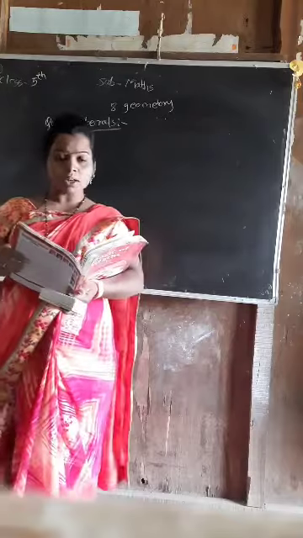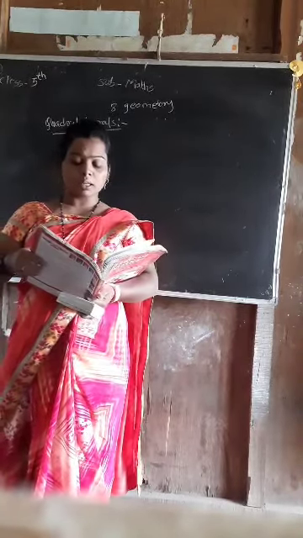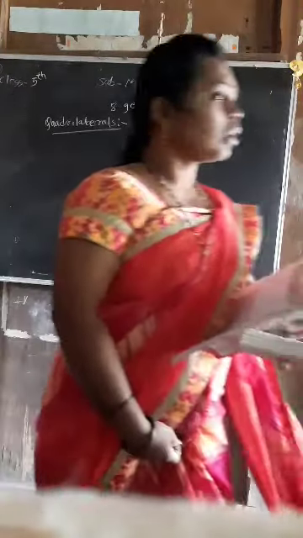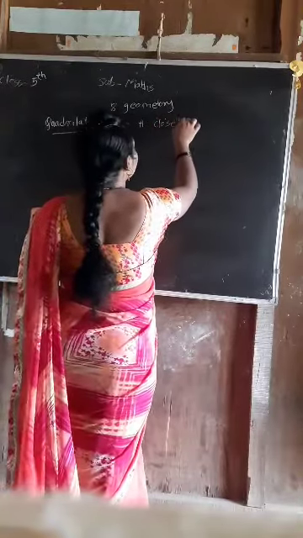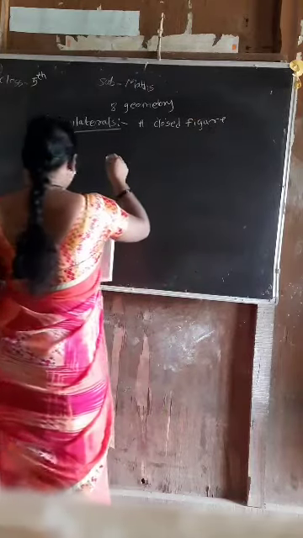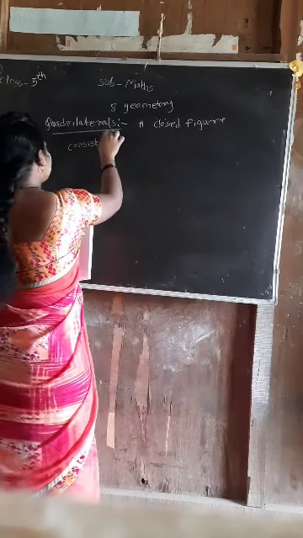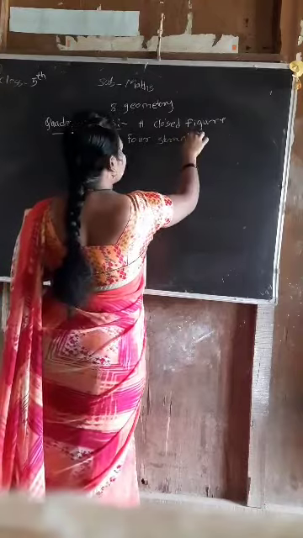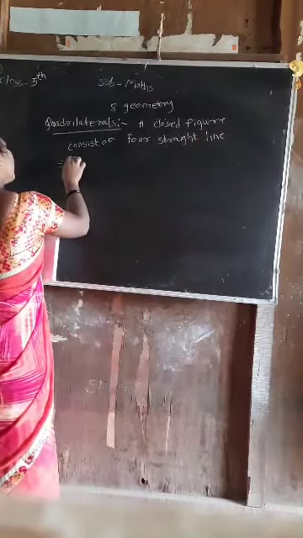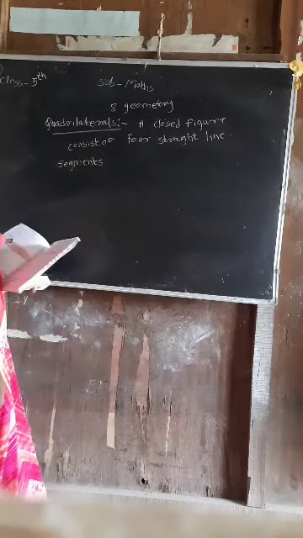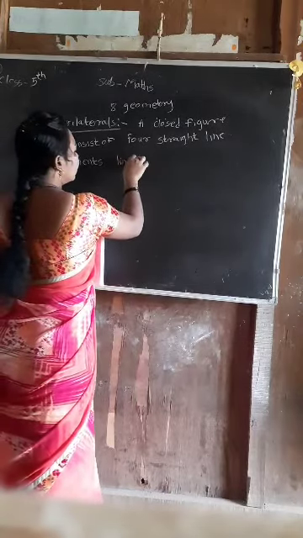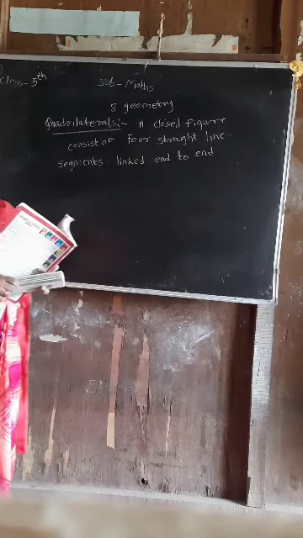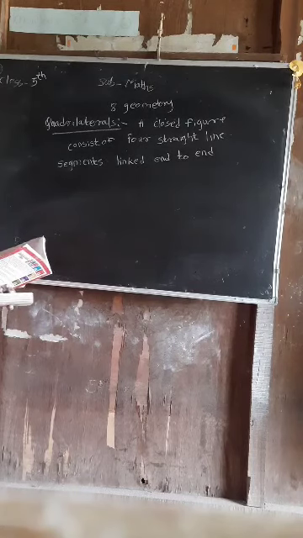A closed figure consisting of four straight line segments linked end to end is a quadrilateral. Quadrilateral means a closed figure that consists of four straight line segments linked end to end.